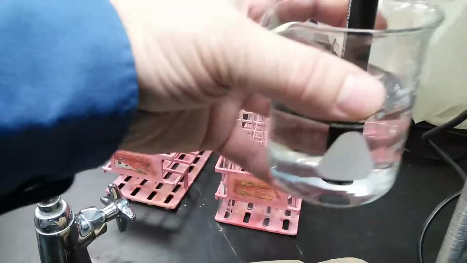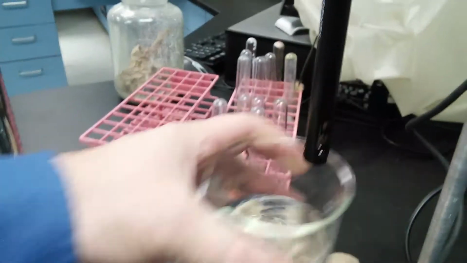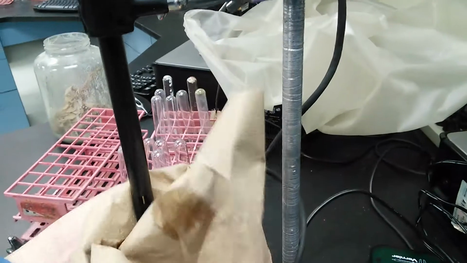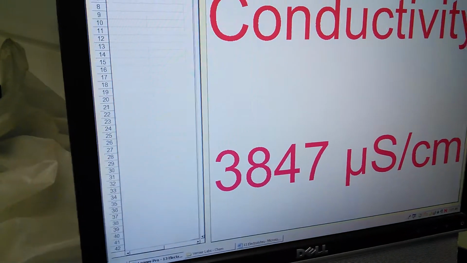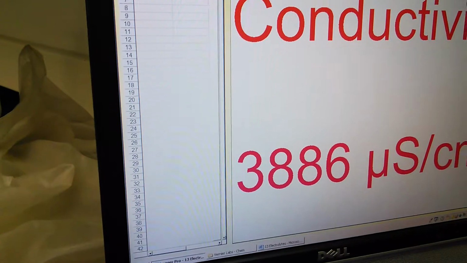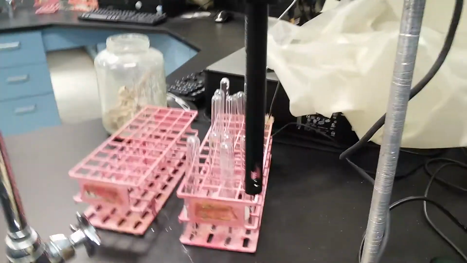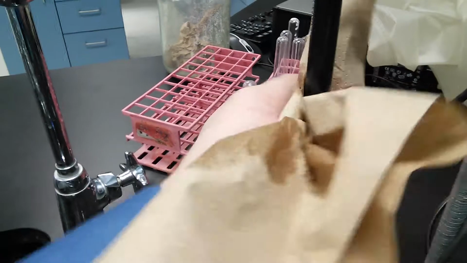Our distilled water once again. Clean off that probe. Paper towel. Okay. Our next compound, H3PO4. Put that on there. And our rating, well, it's a little higher than the HCl. And clean off our probe again.